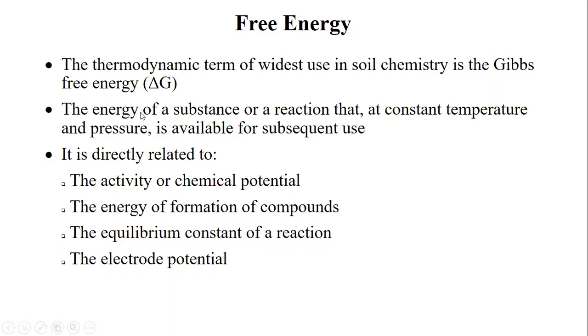And so that energy of a substance or a reaction, which is available for subsequent use, for use later, is directly related to this delta G, the free energy. It's related to the activity or chemical potential of compounds, ions, elements. The energy of formation of compounds, we'll talk about in a minute. Also, the equilibrium constant of a reaction, K for any reaction, which should hopefully be familiar to you, and the electrode potential.